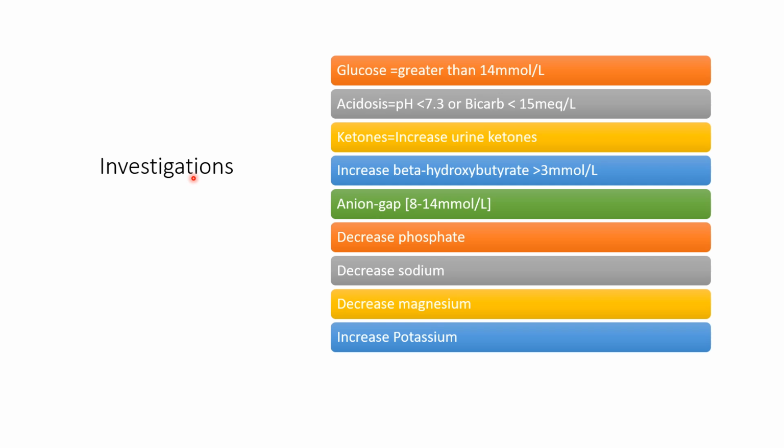Investigations in the face of diabetic ketoacidosis. Glucose, and it will be very high. Could be as high as greater than 14 millimoles per liter. That is more than twice the cutoff line. Acidosis, like pH less than 7.3 or bicarbonate less than 15 milliequivalent per liter, metabolic acidosis. Ketones will be high in urine. There will be increased beta hydroxybutyrate, greater than 3 millimoles per liter. As a matter of fact, in the centers where this is available, this will be very, very helpful. Some will actually prefer to go for beta hydroxybutyrate rather than the ketones alone, if the chance is there to abort them.